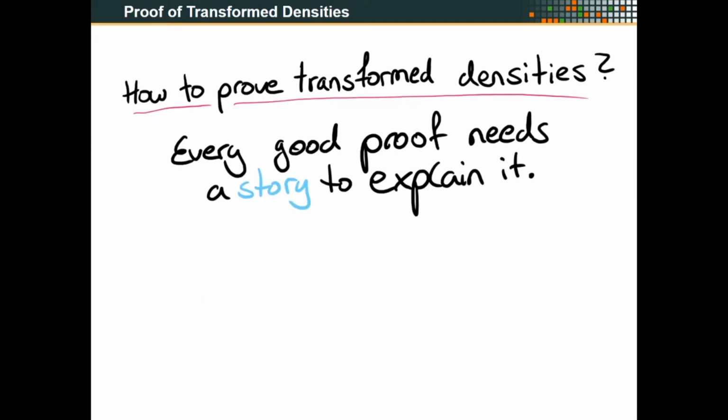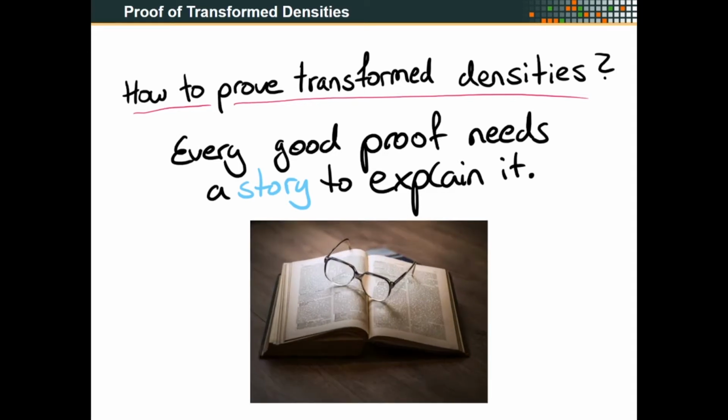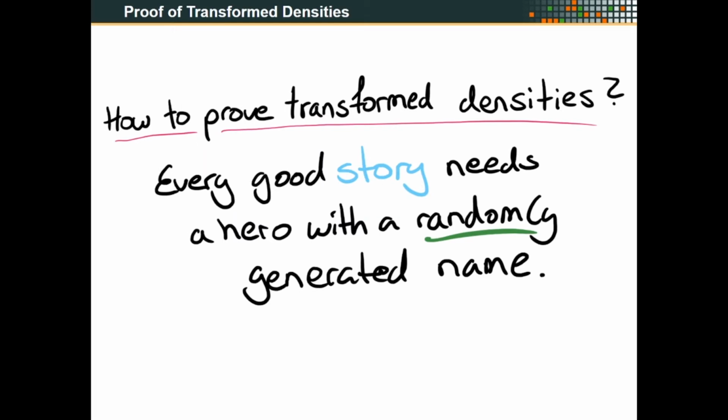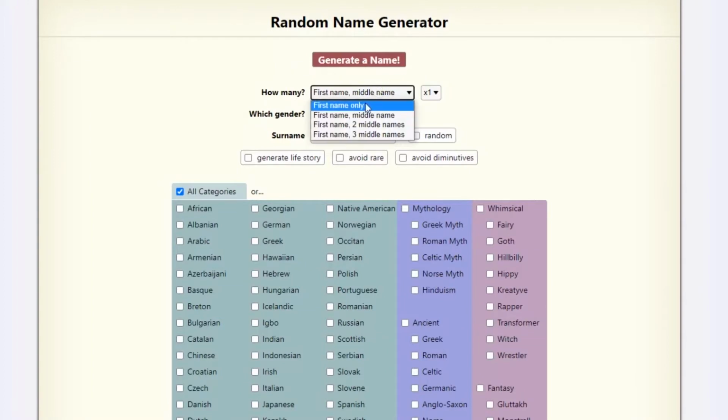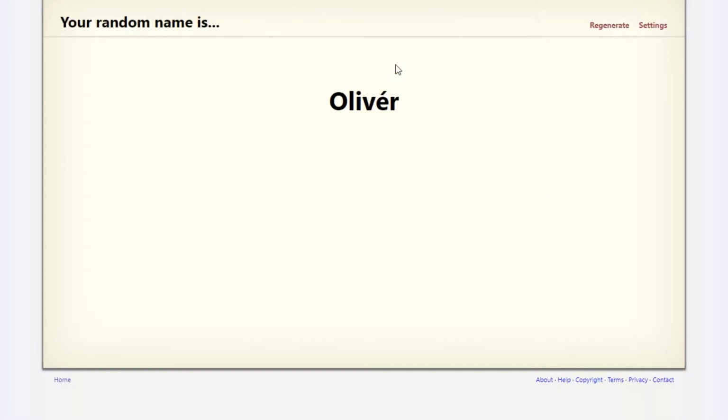Every good proof needs a story to explain it. And every good story needs a hero with a randomly generated name. The easiest way to get a random name is to simply go to Google and type in random name generator. We will here pick the third generated name as the name for our story. Oliver is the first, Socrates is the second, and we will stick to Gordon.